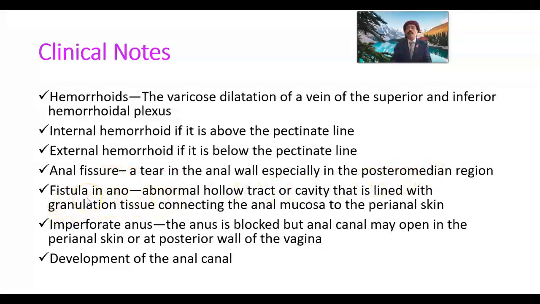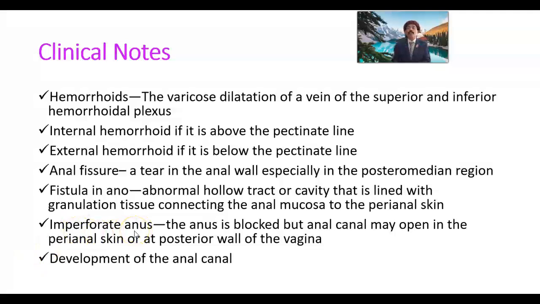Fistula in ano. Fistula means communication between two channels: from the anal canal to the outside, to the skin, or from one canal to another viscus, for example from the anal canal to the vagina. Usually in fistula in ano it goes to the skin from the anal canal. It is lined by granulation tissue connecting the anal mucosa to the perianal skin. But the fistula definition is a connection between a hollow organ and the surface, or a connection between two hollow organs.